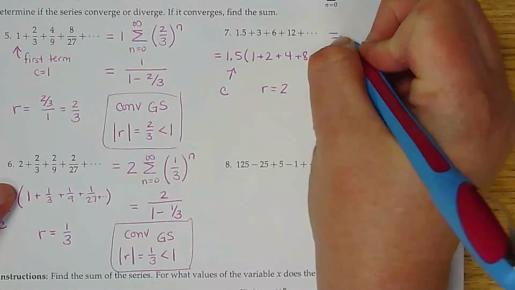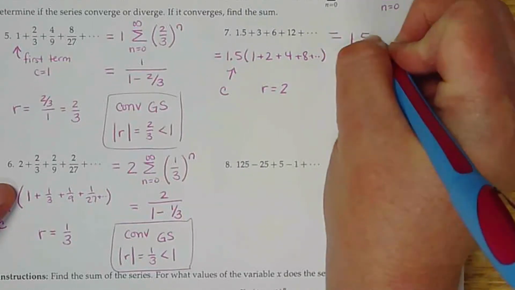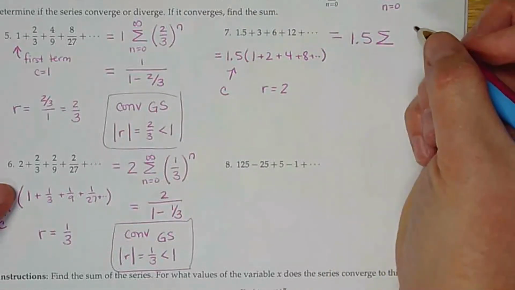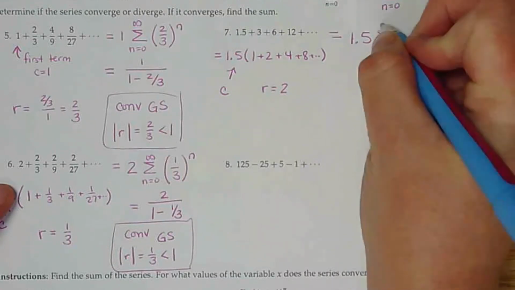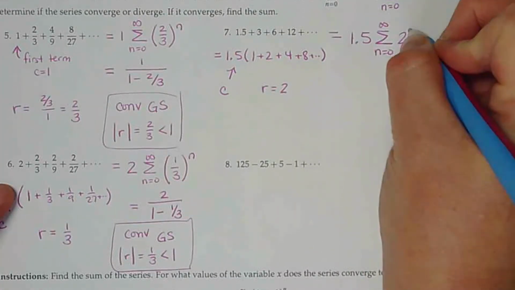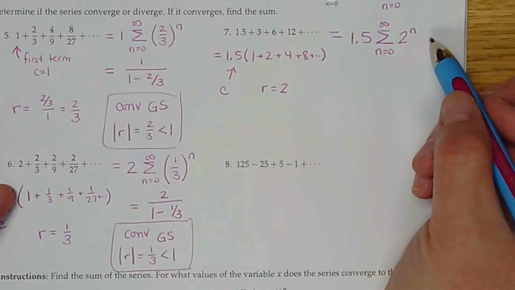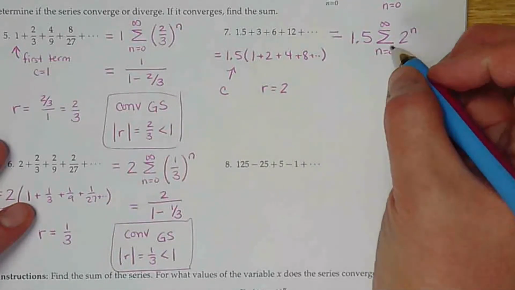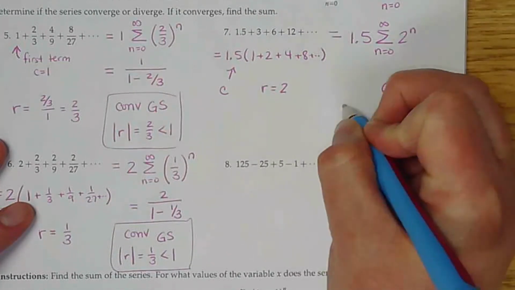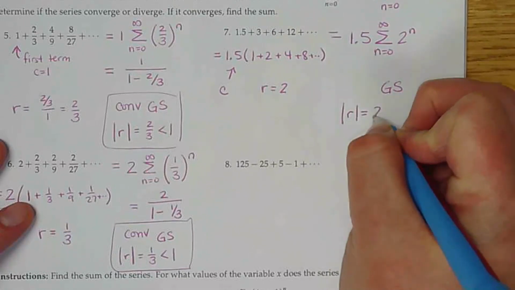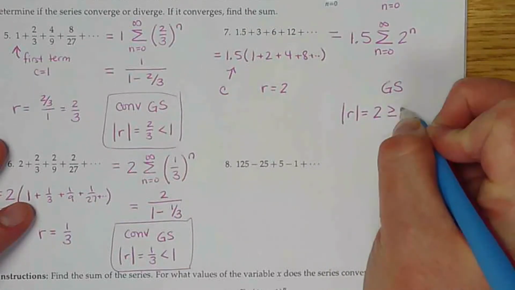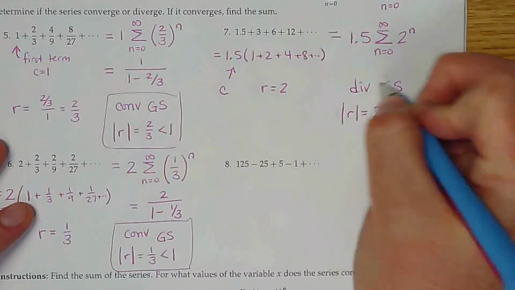So this will be the sum of 1.5 times 2 to the n. Okay, so I have a number raised to the n. It's geometric, that's a good sign. Geometric series, and the absolute value of R is equal to 2, which is greater than or equal to 1. So this is a divergent geometric series.